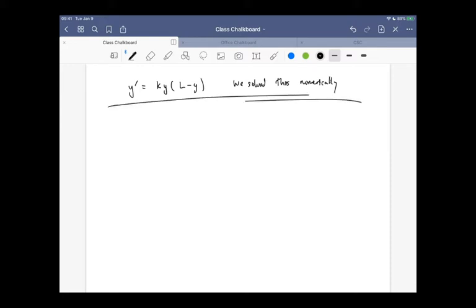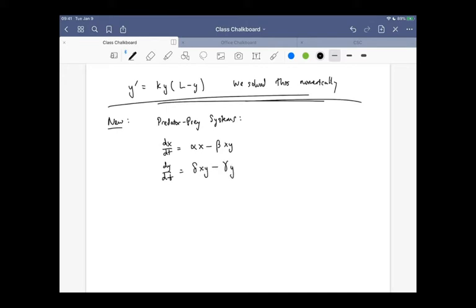Okay, so now what we're going to look at is new. What if, rather than a single differential equation, we have a pair or triple or some group of related differential equations? One example is predator-prey models, and I'm just going to copy these down from my reference, and then I'll explain what each term is. Okay, so this is a system of two related differential equations, and that can be used to model a predator-prey system.